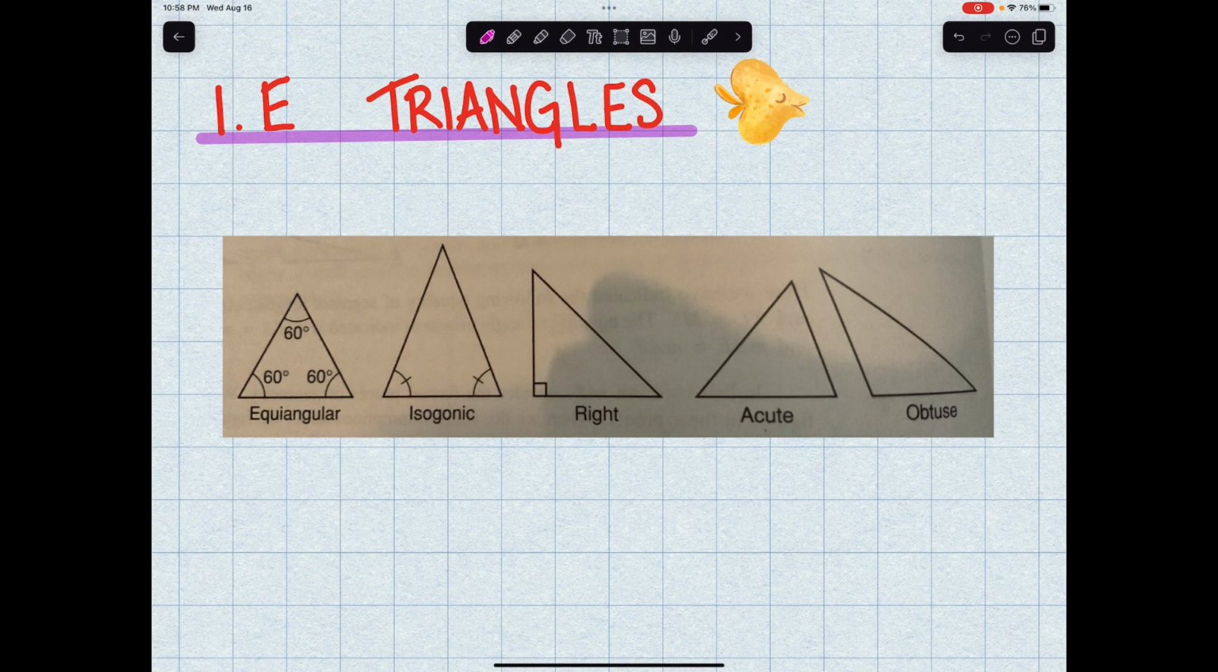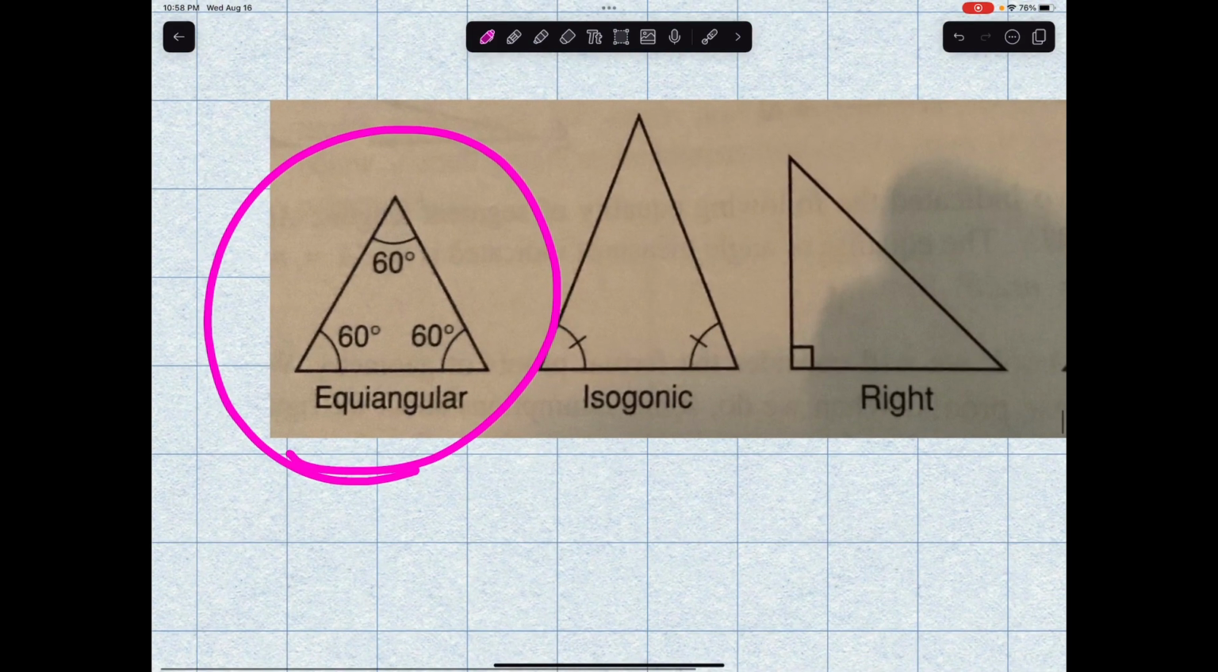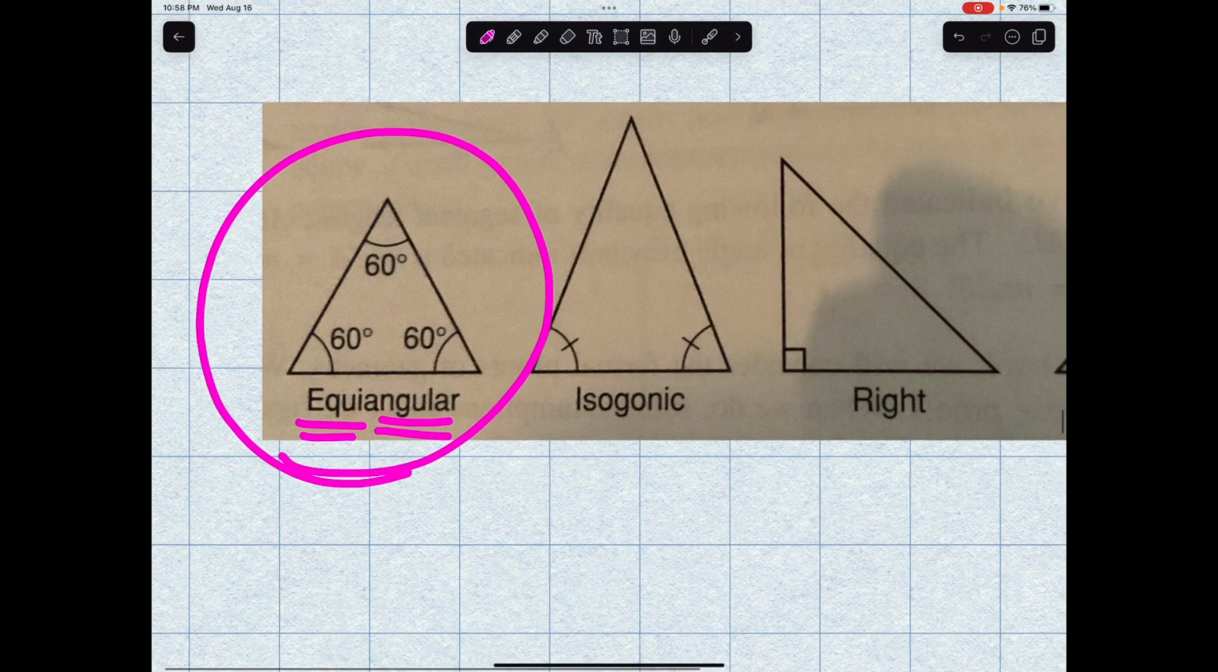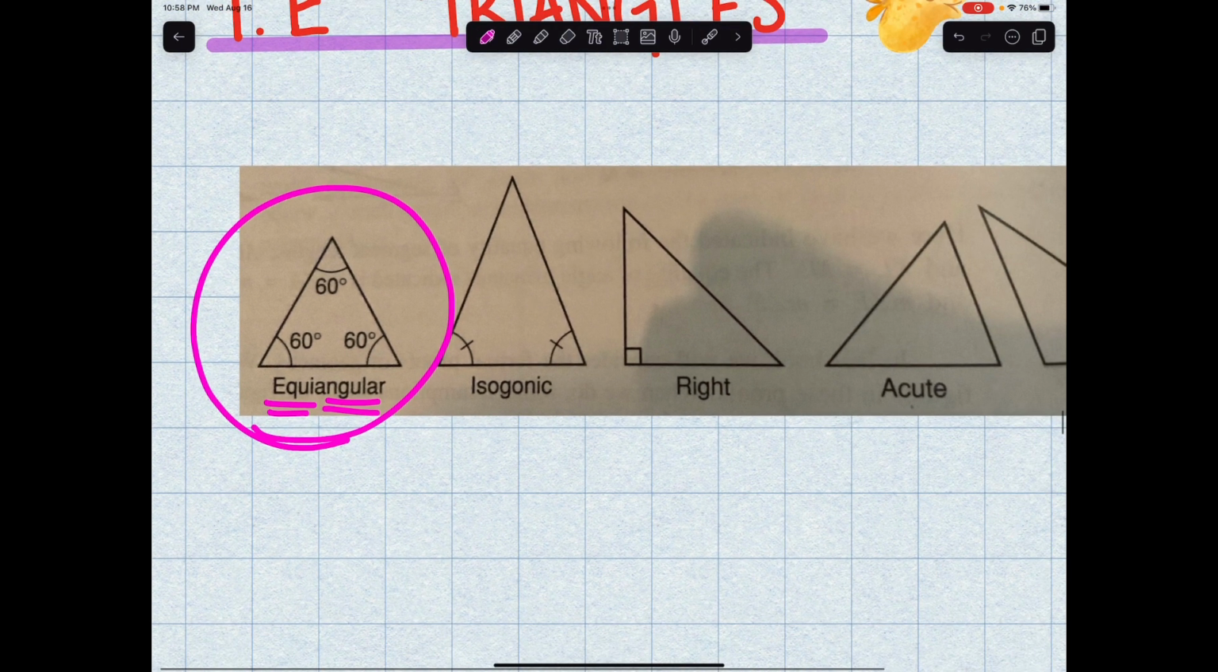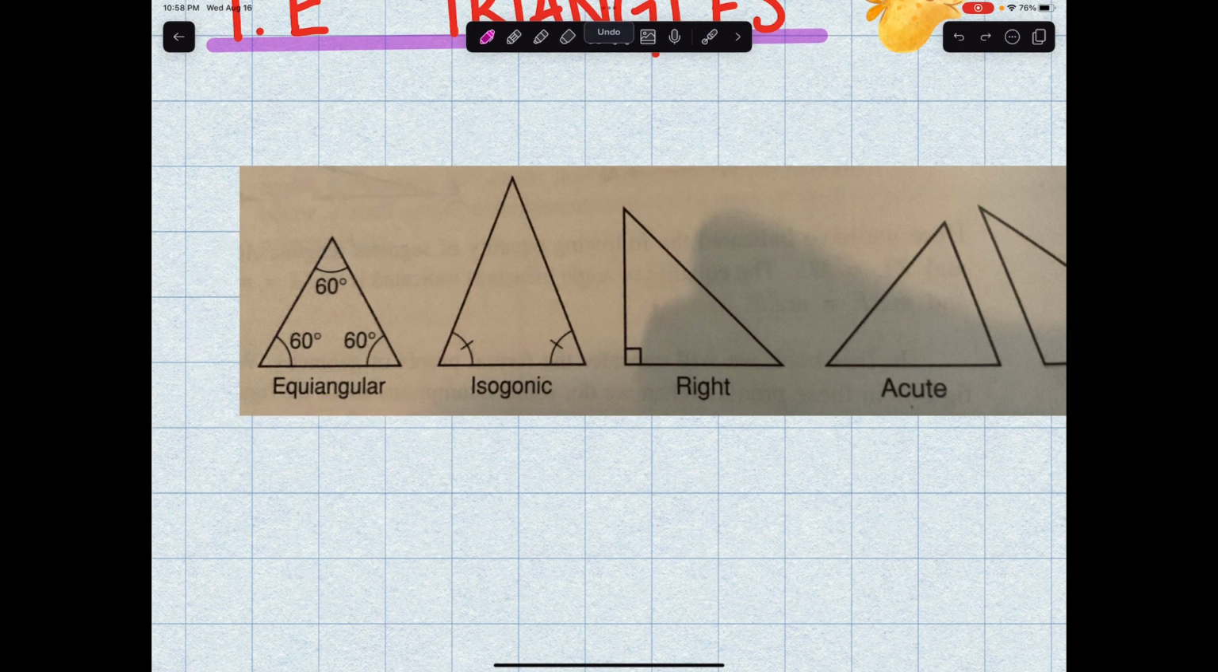Okay, let's go for triangles. Oh, I love triangles. Triangles are some of my favorites. All right, let's start with this triangle. This is an equiangular triangle. Equa means the same. Angle means that all the angles are the same. Okay, so that's great. And what about an isogonic triangle? This one is isogonic. Okay, let me erase that. Okay, what does that mean?